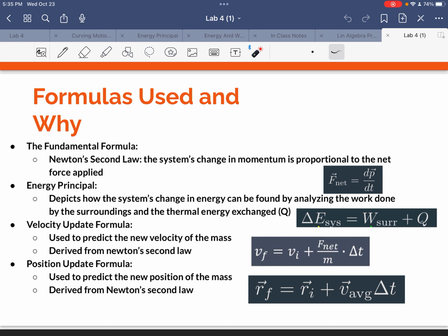First, we have Newton's second law, which shows how the system's change in momentum is proportional to net force. Then we have the energy principle, which shows how the change in energy of a system is dependent on the surrounding work and the thermal energy exchanged. Next, we have the velocity update and the position update formulas, which were derived from Newton's second law. I also used the gravitational force, spring force, potential gravitational energy, and potential spring energy equations in this lab, and they will be shown later in the code.